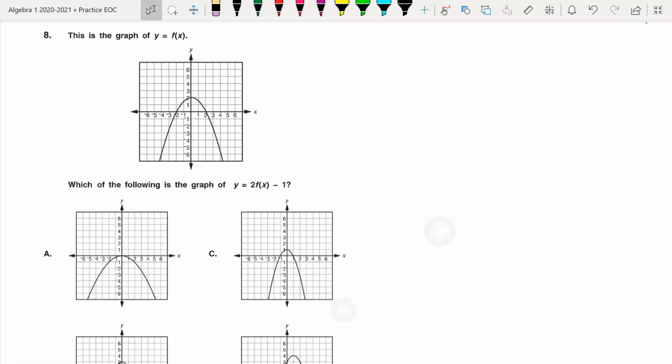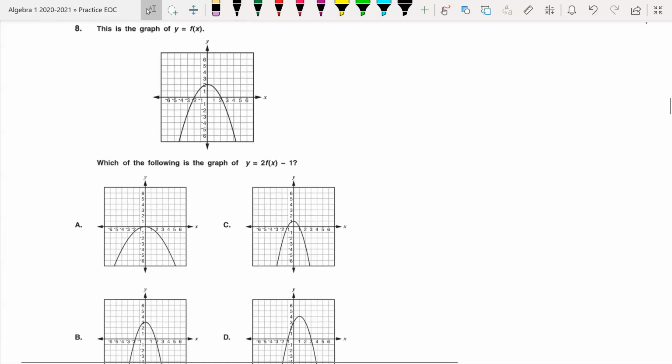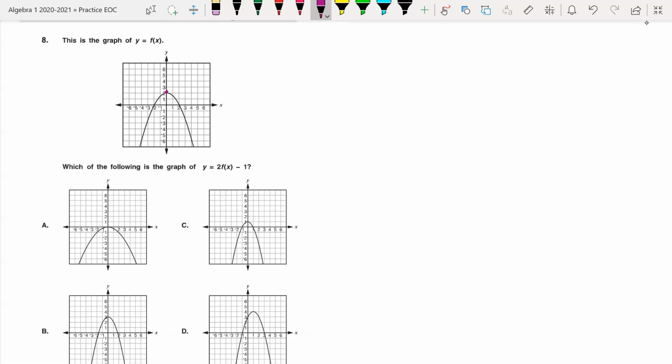This is the graph of y equals f of x. It says, which of the following is the graph of y equals 2 f of x minus 1? Again, I like to look at the y-intercept. Not y-intercept, but in this case, it's the vertex as well. And just think about, what's the vertex doing on this graph?